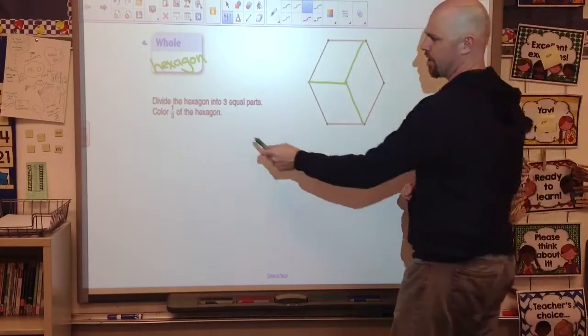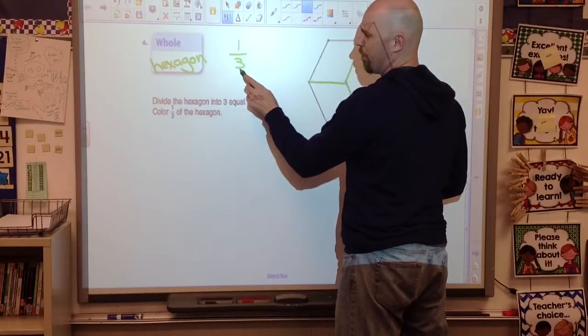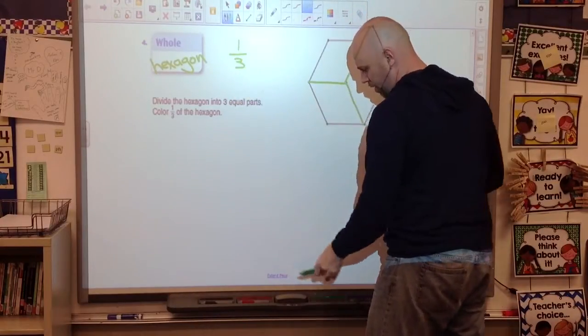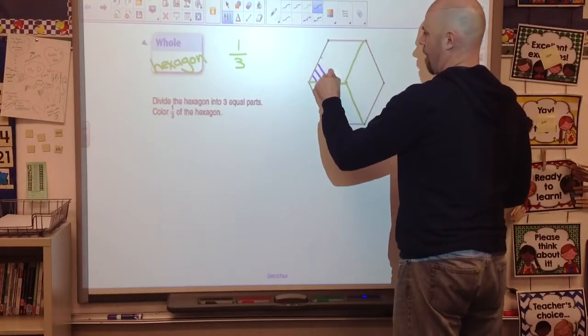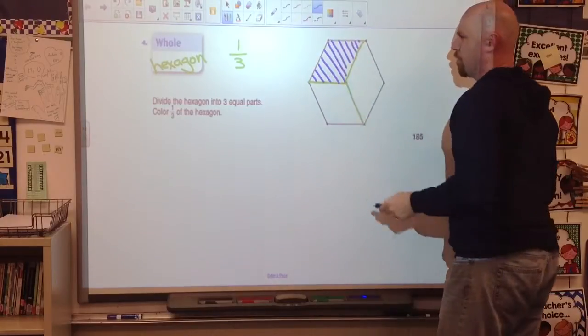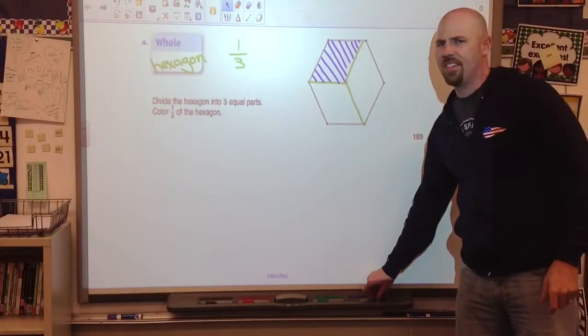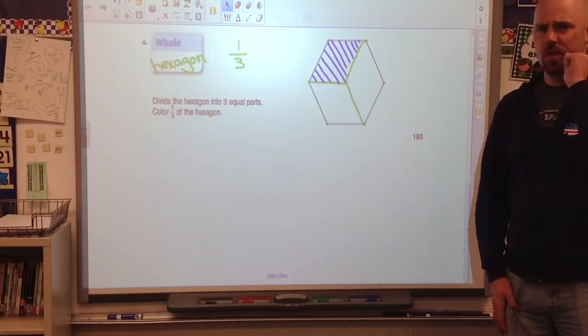And let's look, they want us to color in 1/3 of that. So there's our 3 equal parts. We're concerned with one of them, 1/3. So there is 1/3 of the hexagon colored. And that is our introduction to fractions, part 1.